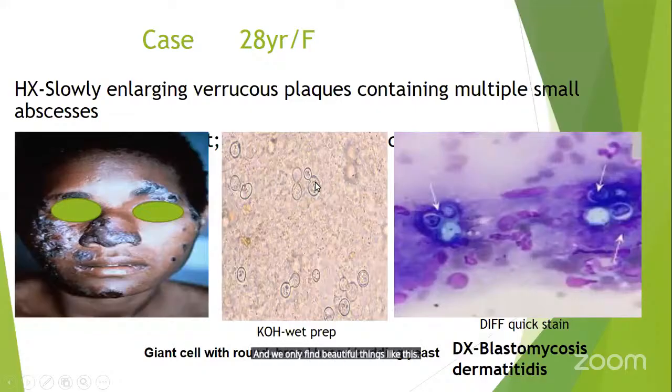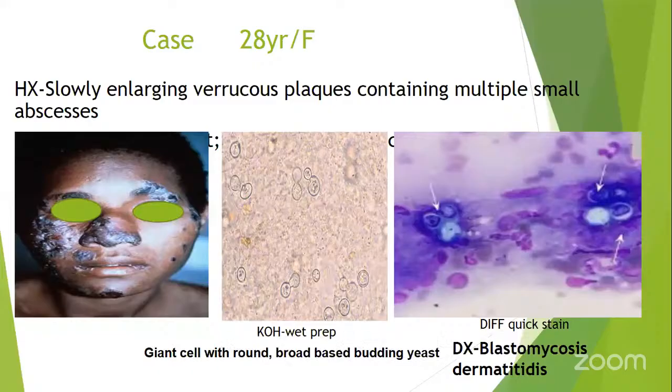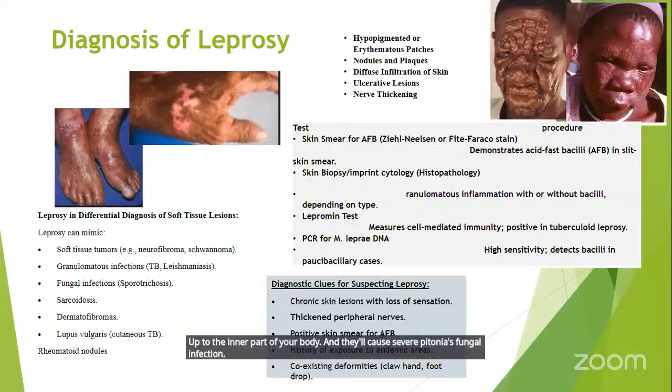These are called blastomycosis. They are a specific type of fungi that cause severe invasive mycosis, meaning they're able to penetrate your body system up to the inner part of your body, and they will cause severe cutaneous fungal infection.